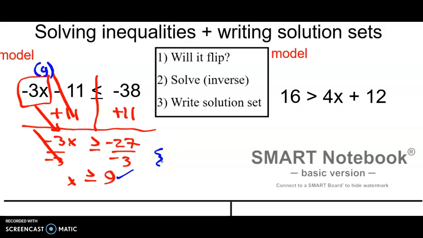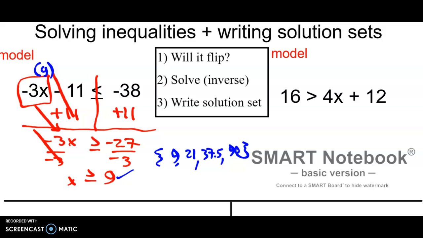So in my solution set, it says that a number is greater than or equal to 9. So 9 is the first number in that solution set because it said it's equal to it. Now I'm looking for numbers that are greater than 9. 21 is greater than 9. 37.5 is greater than 9. 90 is greater than 9. And I can stop there.